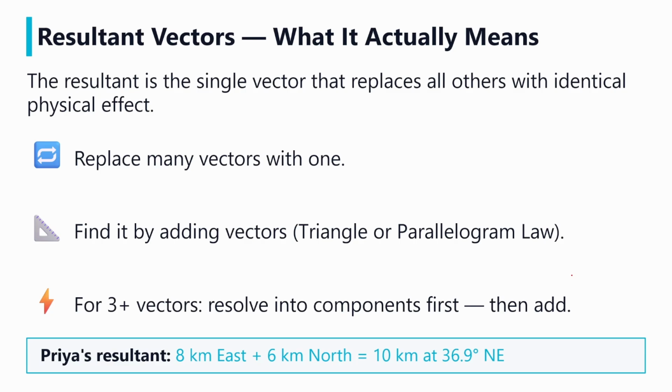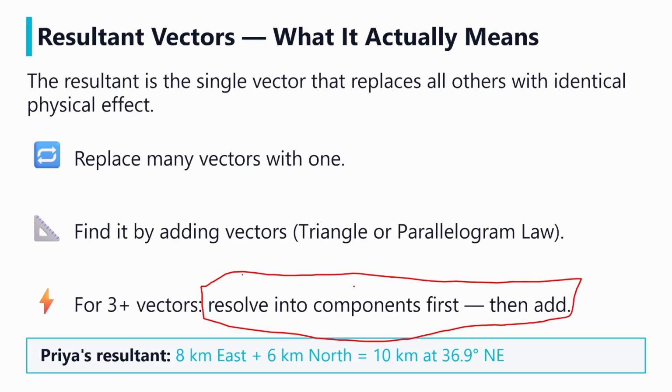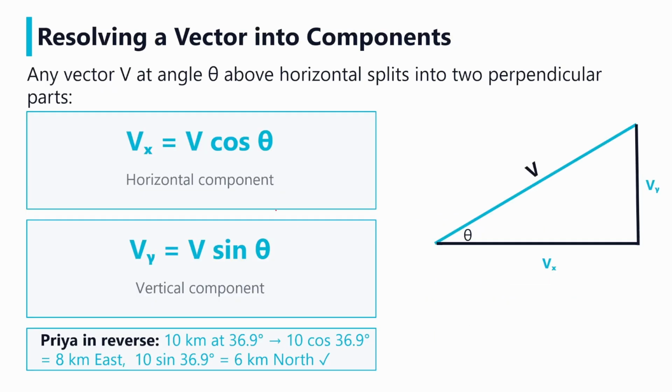Now, there's one step that we mentioned on the slide, which is resolve, right? Resolve the components and then add. What does resolve actually mean? And this is what it means. So for any vector at angle theta above the horizontal, it splits into two perpendicular parts. Remember how we added it before? This time we're dividing the vector. We're making it into smaller parts, or splitting it in one sense.